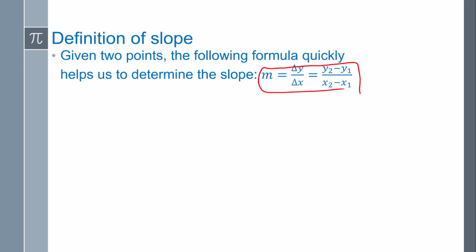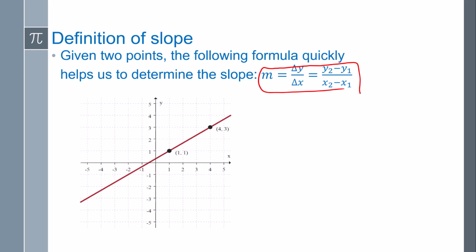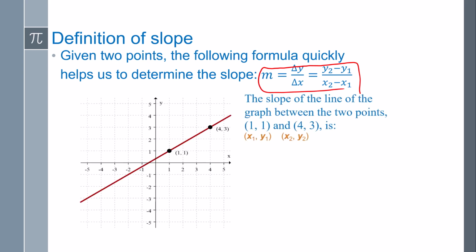Now I'm hoping that this is just review. And so if we look at this visually, if I wanted to label it, we would say our first point is x1 and y1, our second point is x2 and y2, and I would just plug it into the formula. We have y2 minus y1 over x2 minus x1, and so I would get 2/3. And that's the same as rise 2 over run 3.